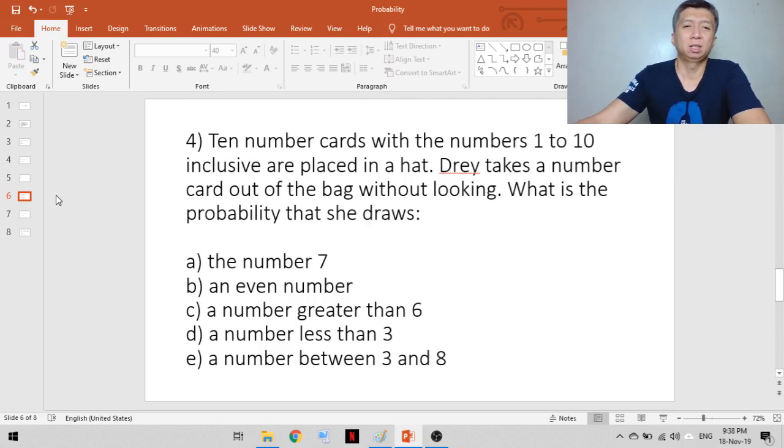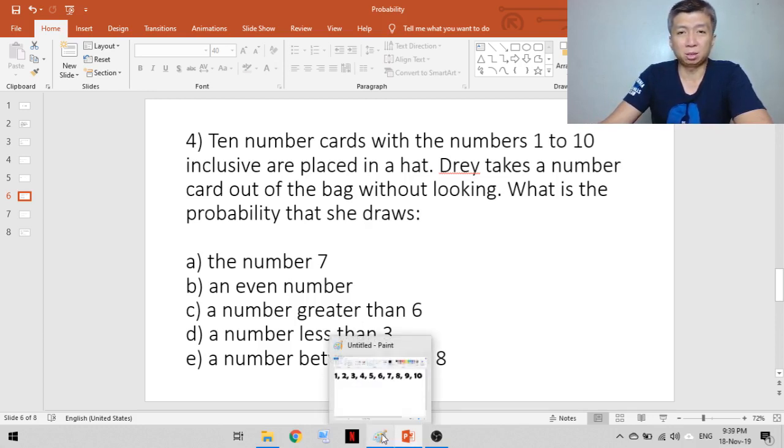Ang sabi dito, 10 number cards with the numbers 1 to 10 inclusive are placed in a hat. Dre takes a number card out of the bag without looking. What is the probability that she draws letter A, number 7, letter B, an even number, letter C, a number greater than 6, letter D, a number less than 3, and letter E, a number between 3 and 8.